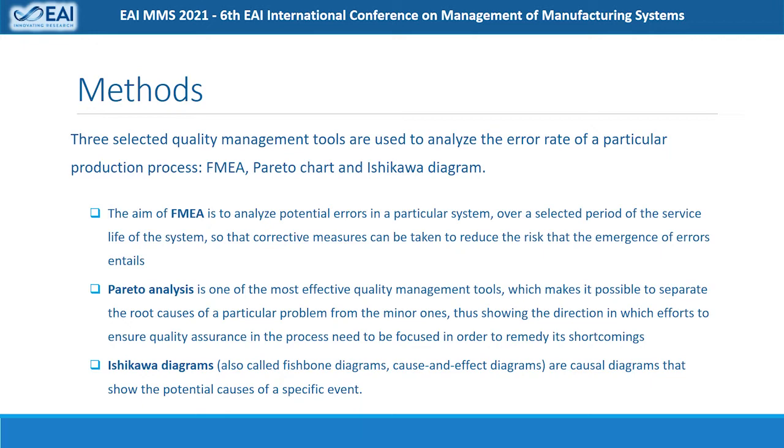Thirdly, Kaoru Ishikawa developed a simple tool to identify possible causes of a problem, known as a cause and effect diagram, or a fishbone diagram. Very often a version of the diagram with the main categories of causes is used: people, material, machines, methods, and environment.